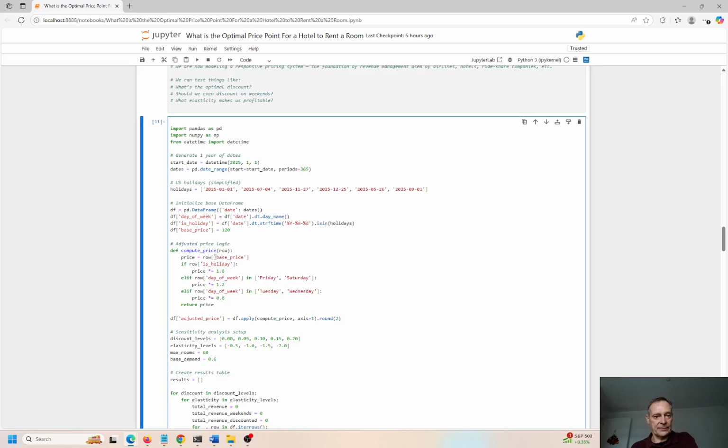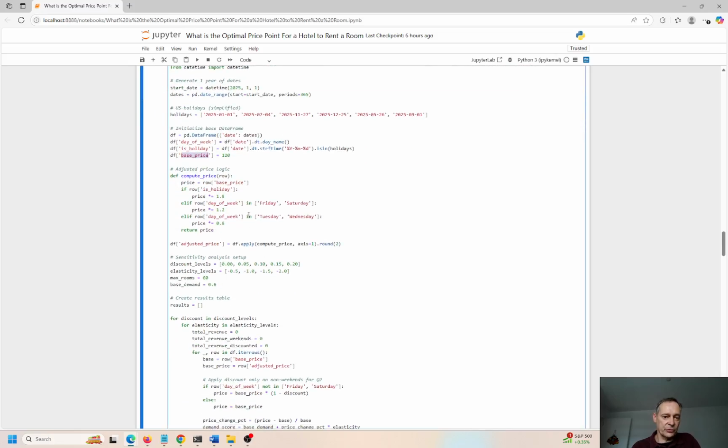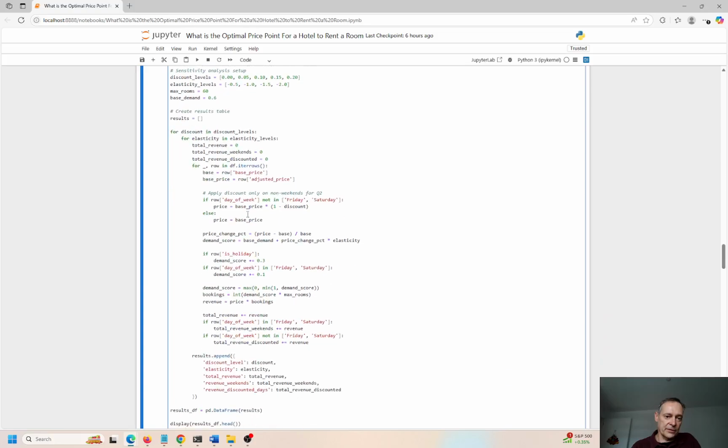So go down here. We are going to look at another example now. Again, we have the holidays. The day of the week is holiday. And then the base price is $120 per night. So I'm not going to go through all the code. It took me a little while to put this together. But you can look at this.